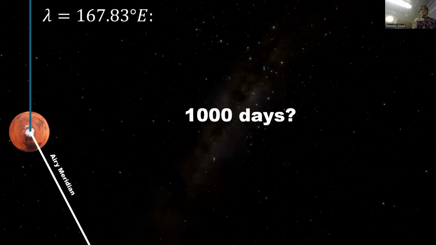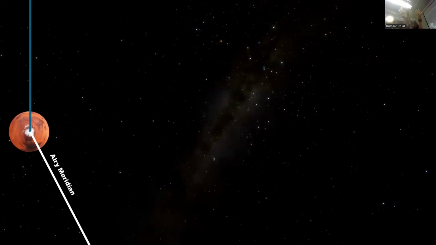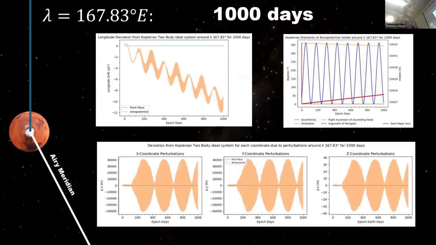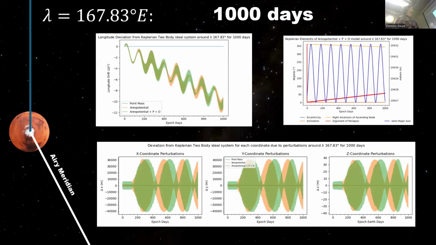1,000 days, let's do it. 3 Earth years. This is more akin to maybe how long we can plan out some missions. Okay, we're starting off the ideal. We expect nothing, we get nothing. Awesome. Let's add our force models. Holy cow, look at that. Let's just keep adding them.